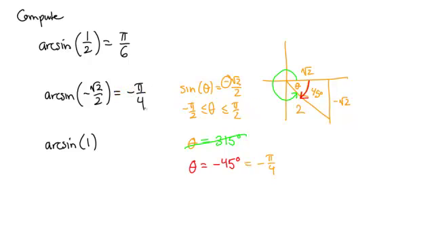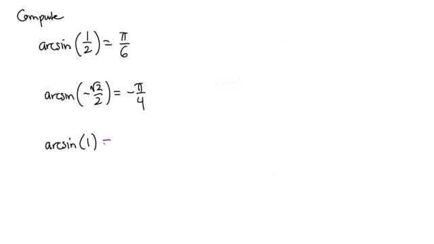The arcsine of negative root 2 over 2 is negative pi over 4. Finally, let's take a look at the last one. Just like before, let's call this some angle theta. So the arcsine of 1 is some angle. It's the same thing as saying that the sine of that angle is equal to 1, and the angle stays between negative pi over 2, negative 90 degrees, and pi over 2.